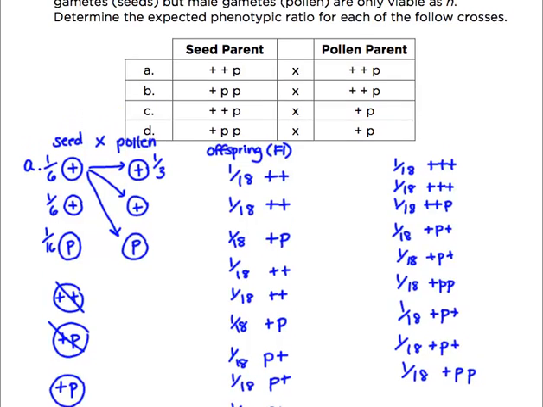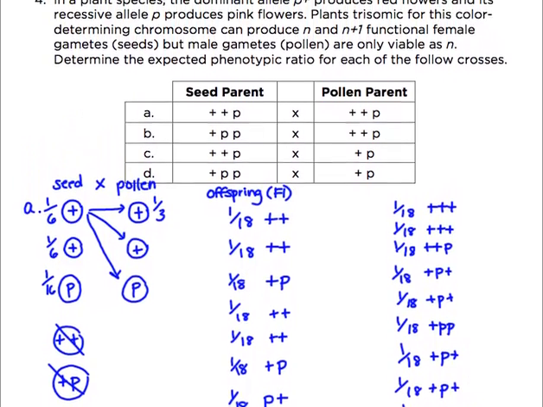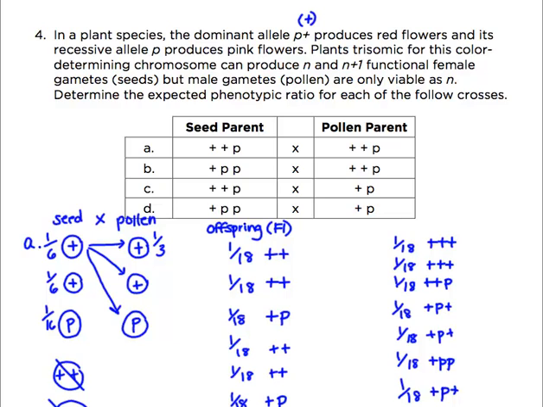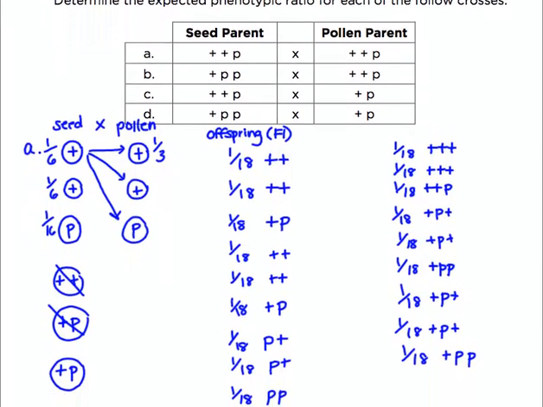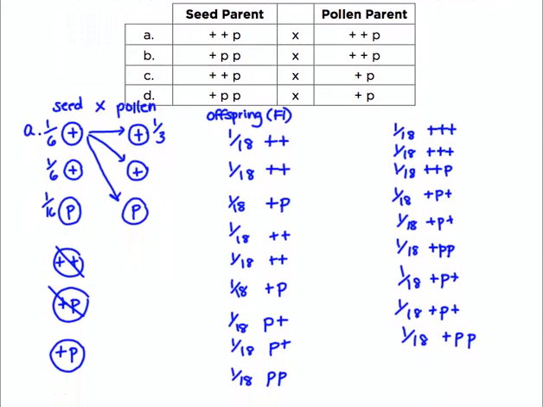What they want, however, is the phenotypic ratios, right? So let's look at what these alleles confer. So the dominant allele is the plus, and that produces red flowers. And the recessive allele is P, and that produces pink flowers. So any of the offspring that have at least one plus wild-type dominant allele will be red. So let's see, any of the ones with a plus will all be red. So I could draw that here, so red.